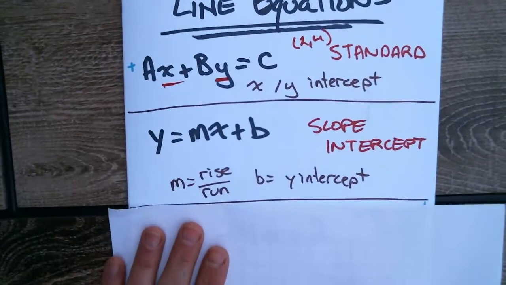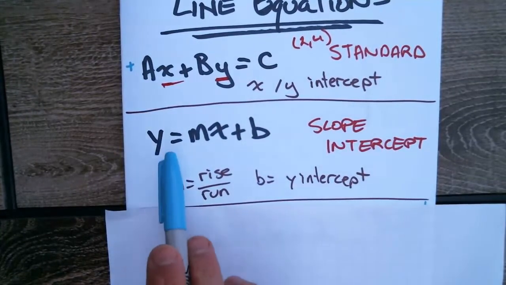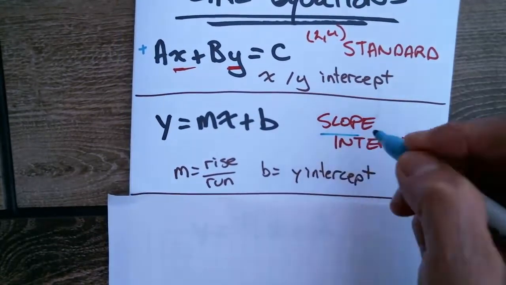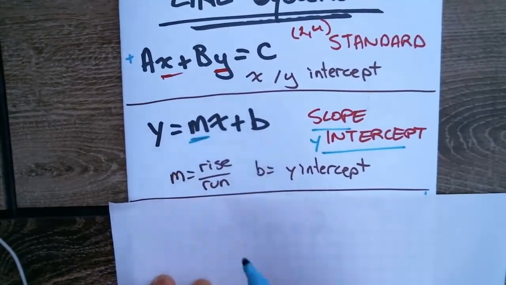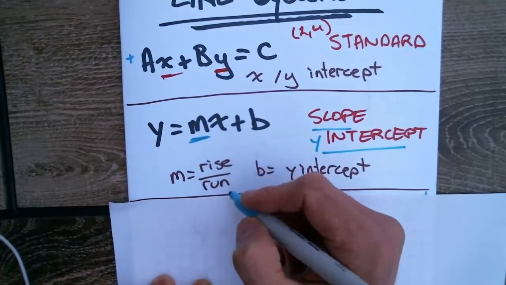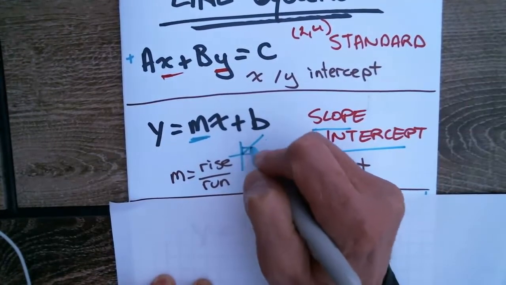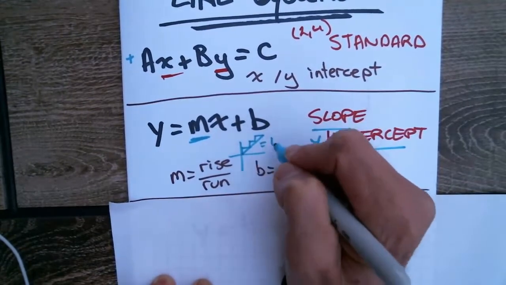The other form is called slope-intercept. This is the one we work a lot with in grade 7 and grade 8 and grade 9. We're not going to get to it a lot this year though. So this one is y equals mx plus b. This tells us the slope, and it also gives us the y-intercept. So m is going to tell us how steep the line is. That's calculated by the rise over the run, so how much a line goes up. If I have a line like this, it goes up 1, over 1, up 1, over 1. That's going to be a slope of 1.